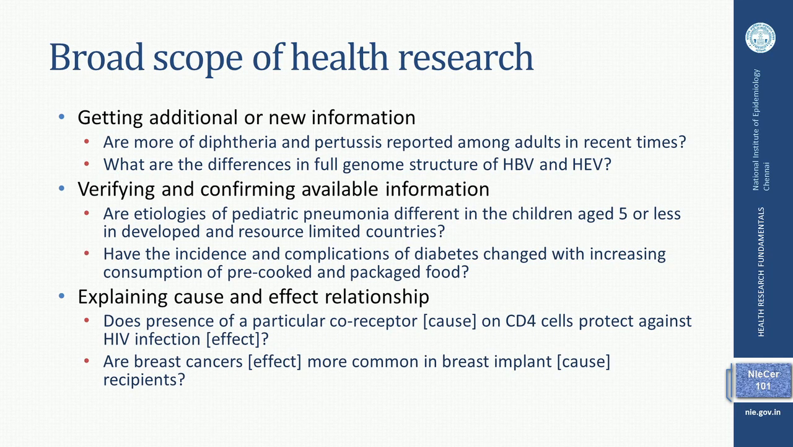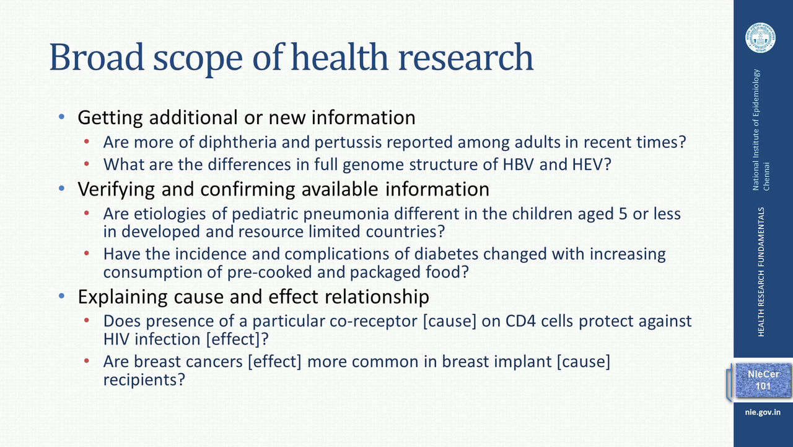Many a times health research is also focused on finding out the cause and effect relationship, and this could be applied if you think about it in multiple situations. For example, there is a presence of a specific receptor on a type of white blood cells, which are called CD4 cells in the human body, and they are believed to protect against HIV infection. But whether they protect against a particular type of HIV infection, a particular serotype of HIV infection, or they have a generalized effect, this could be evaluated under a cause and effect relationship related research.